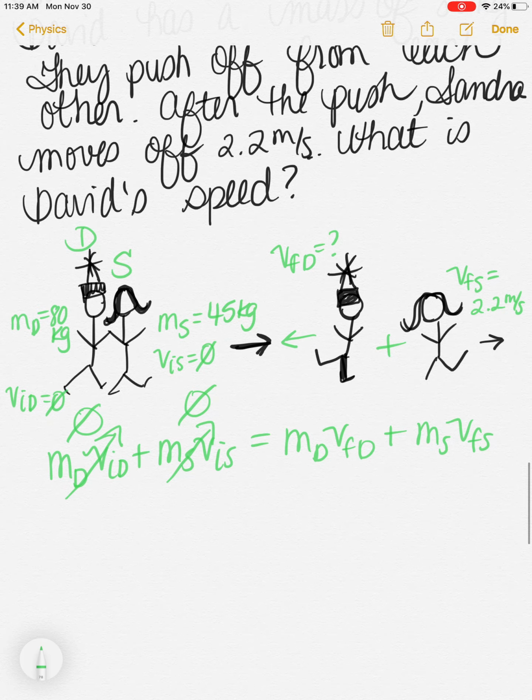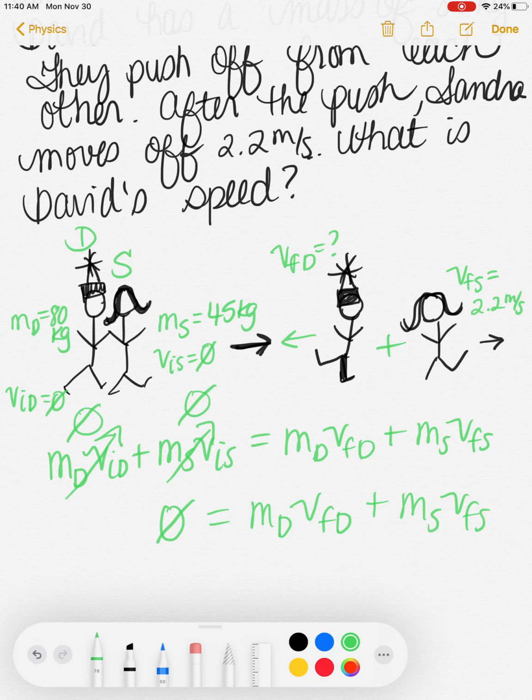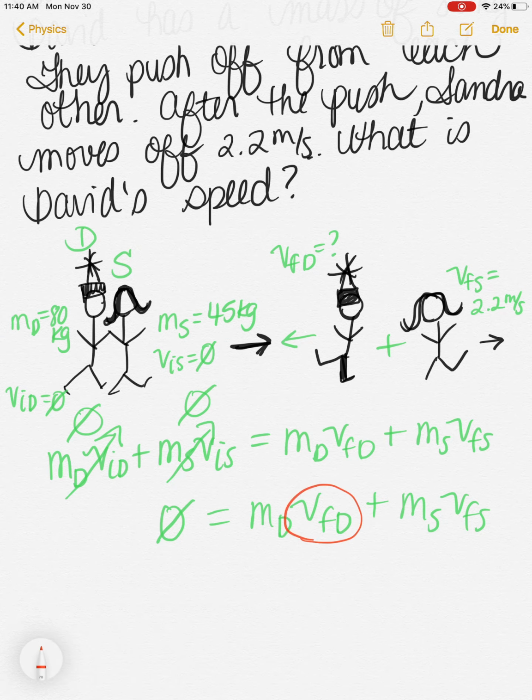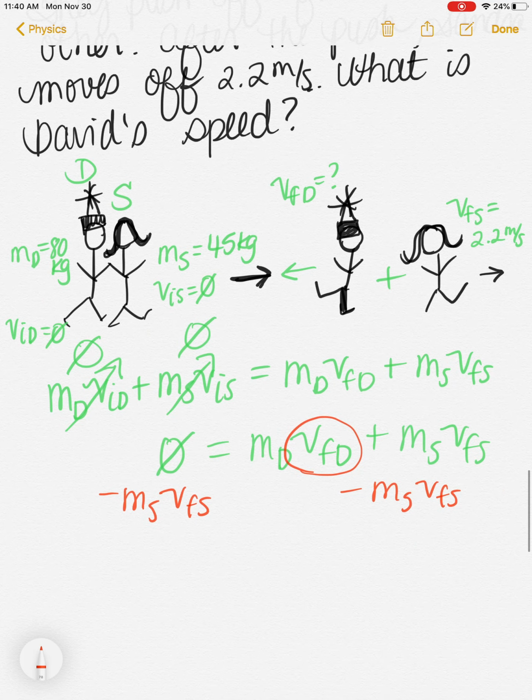So we can actually greatly simplify this equation and say in the beginning, there was no initial momentum. In the end, though, we do have momentum. So this part of the equation is going to remain. We are trying to determine the final velocity of David. So if I'm trying to isolate that, the first thing that I'm going to do is subtract the mass of Sandra times the final velocity of Sandra from each side.